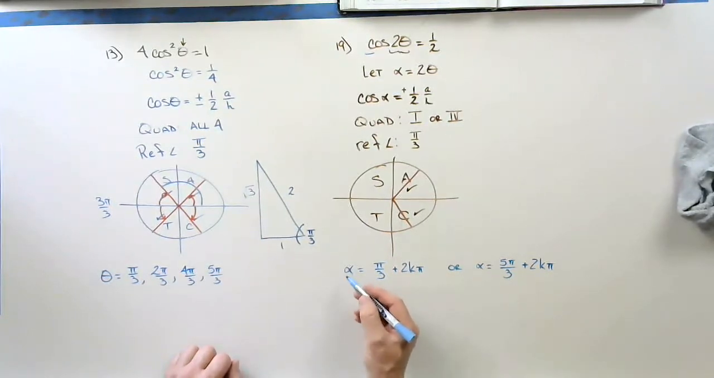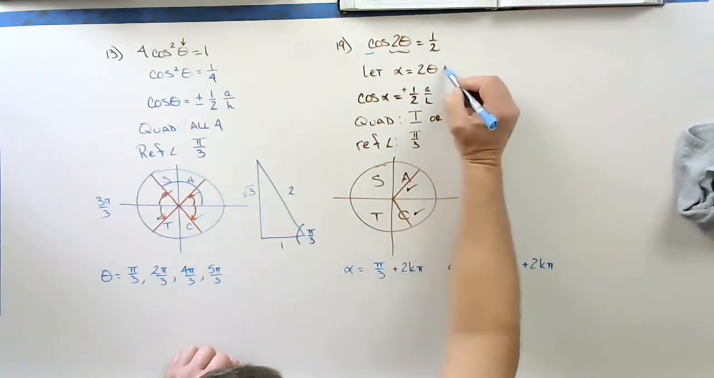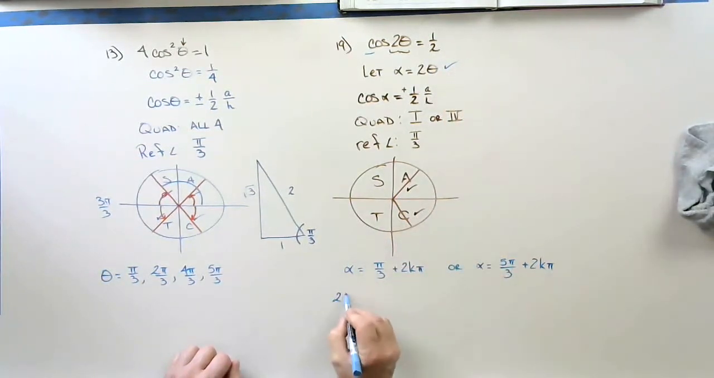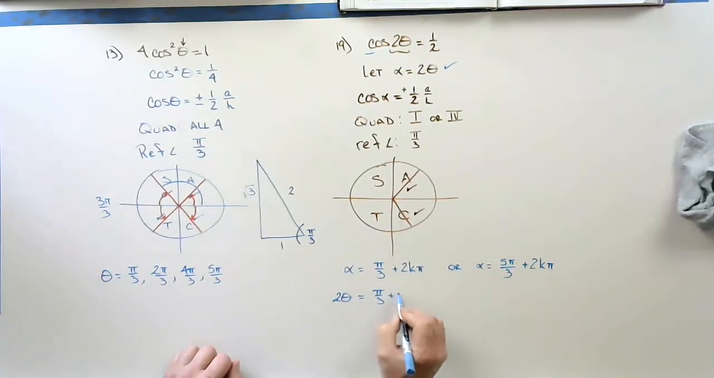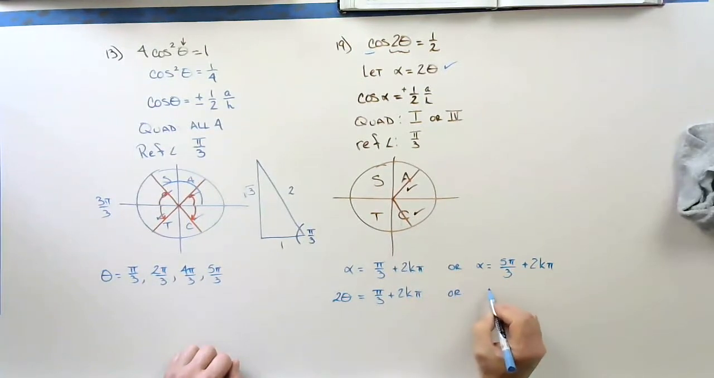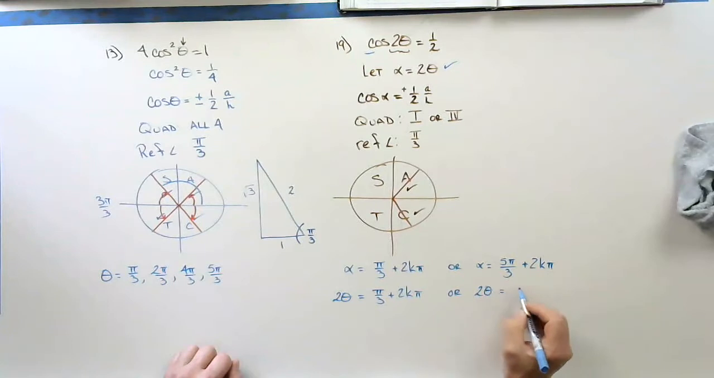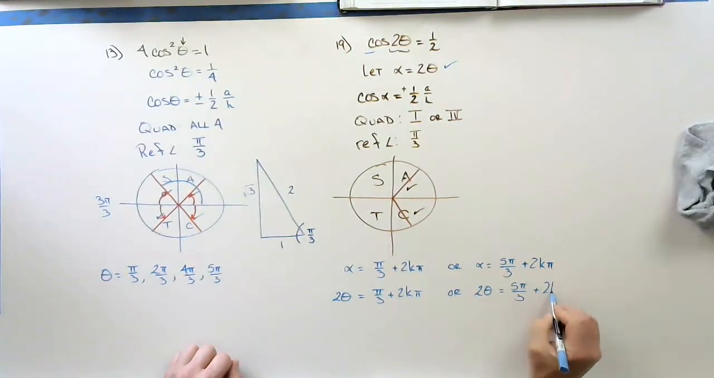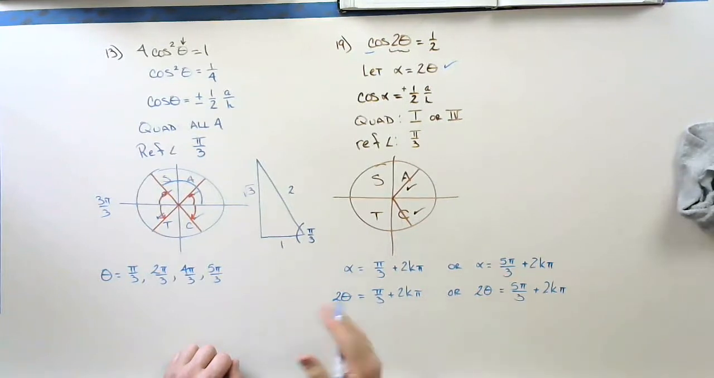Now we're going to resubstitute in the value of alpha. Alpha is, according to here, 2 theta. So we have 2 theta equals pi/3 plus 2k pi, or we have 2 theta equals 5 pi/3 plus 2k pi. And now we just proceed.